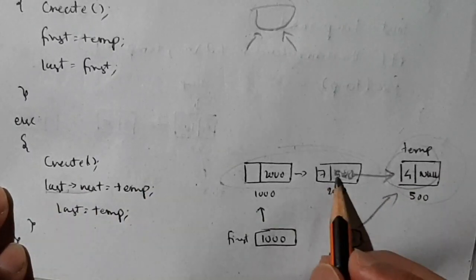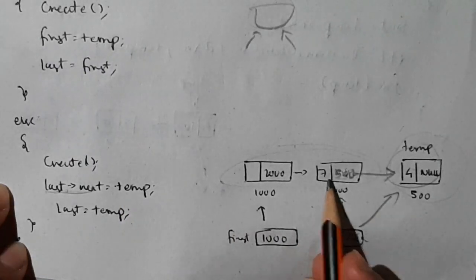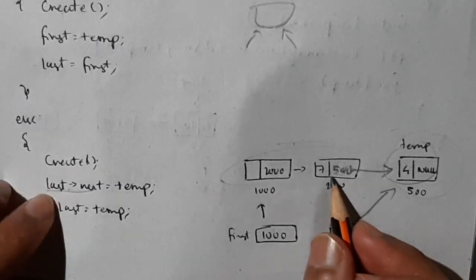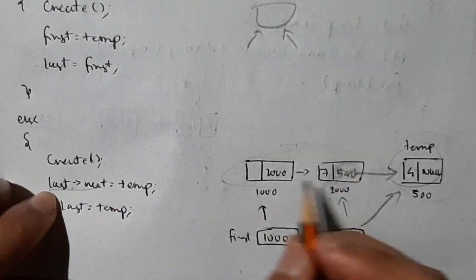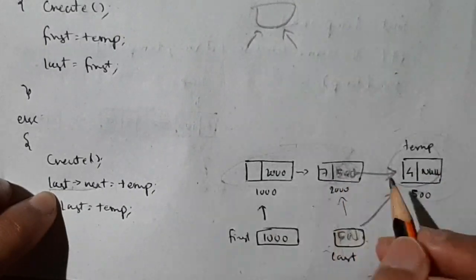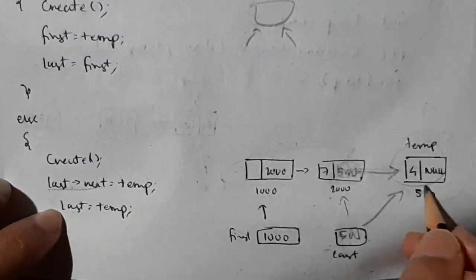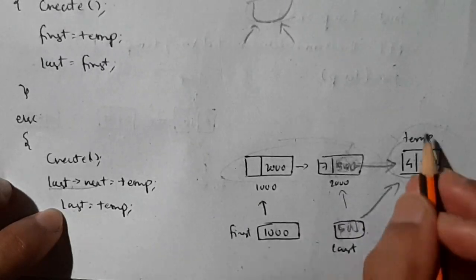last->next, this is last->next, that is equal to temp. See, last is pointing to this. What was it pointing to? It was pointing to 2000 initially. last->next means 2000's next. This part should have temp. Temp means 500. That will have 500 here, so the connection will be made here, and last = temp. So last should have the address of temp, so that last will be pointing to the last node, which is temp here.